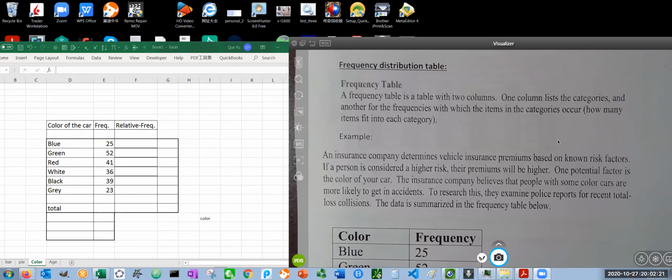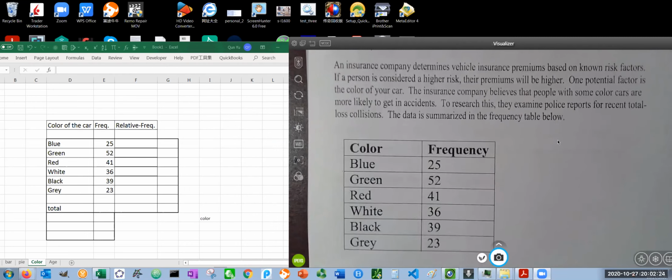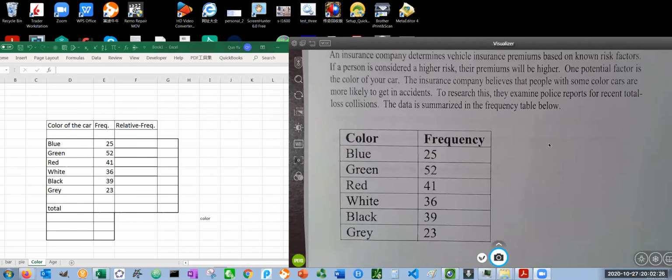Now let's look at the table. As you can expect, there are two columns. One column is about color. One column is called frequency. The first column is called category or events or value. Either way is okay, those are the general names. In this particular one, it's about color because this company wants to research the correlation between the color and the number of accidents involved. That's why one column is color. The second column is always frequency.